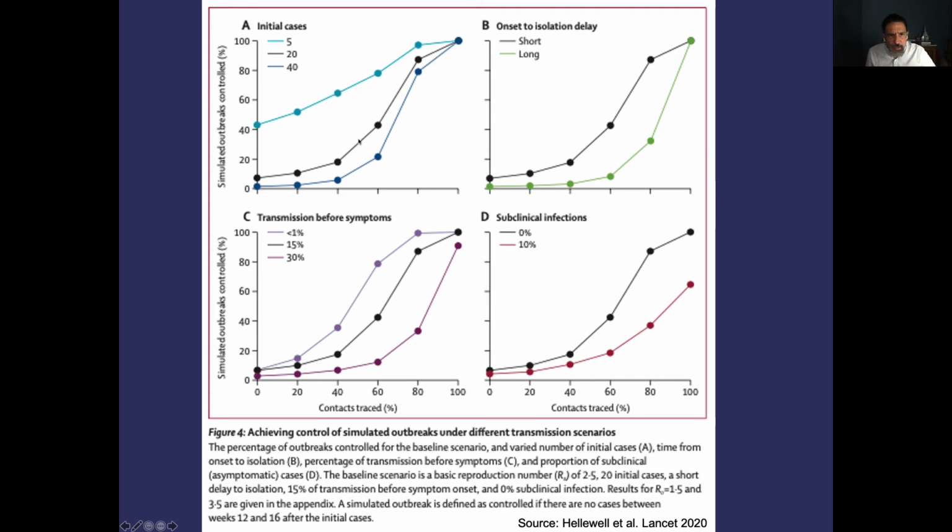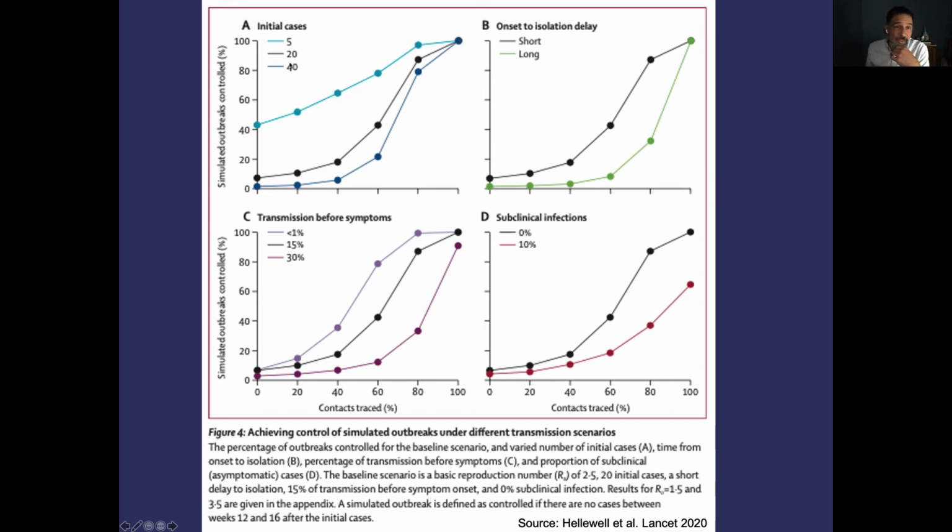And so what you can see here on the y-axis, it's the proportion of simulated outbreaks that were controlled. And on the x-axis, it's the proportion of contacts that were successfully traced by the program. So in this situation, where there were 5 initial cases with no contacts traced, 40% of the outbreaks would result in being controlled. Whereas if you move all the way out to 100% of the contacts being traced, nearly all of the outbreaks would be controlled in that situation.